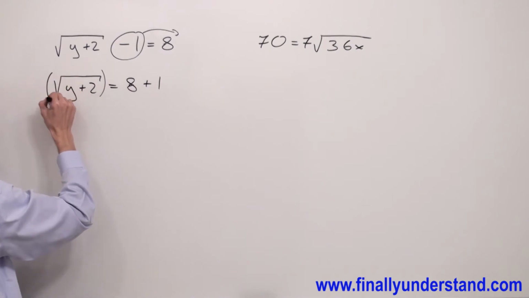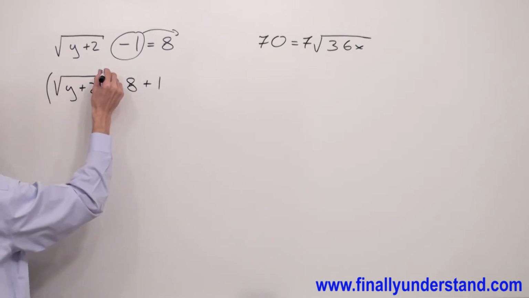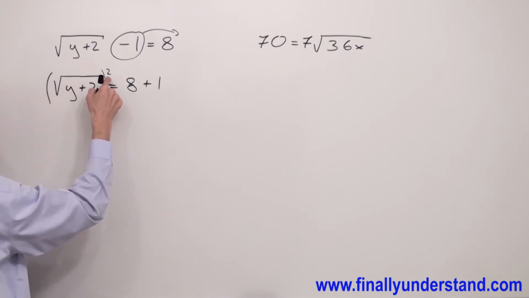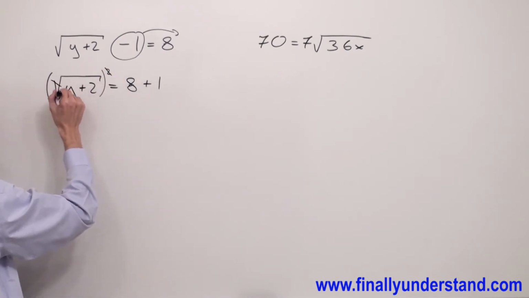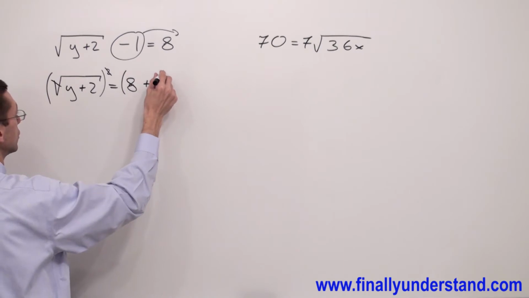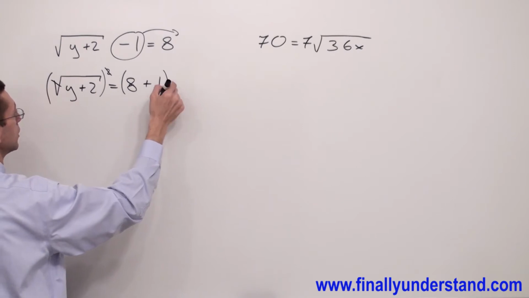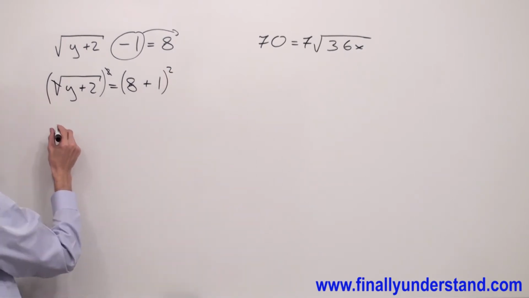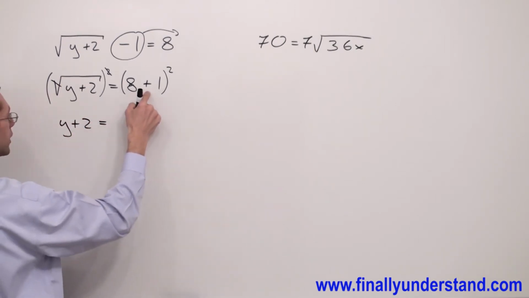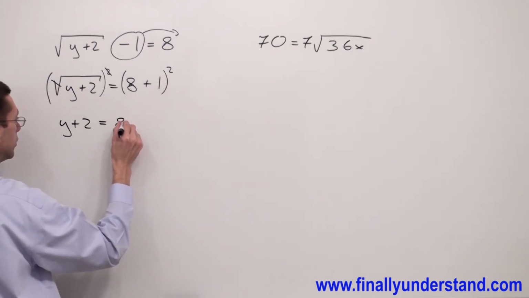In order to eliminate the radical, I'm supposed to raise that radical to the power which is equal to the index. That's why I raised this expression to the second power. The exponent is going to eliminate my radical sign, and whatever I did on the left side, I have to also do on the right side. If I raise the left side to the second power, I have to also raise the right side to the second power. I have y plus 2 equals 8 plus 1, which is 9, to the second power, which is equal to 81.